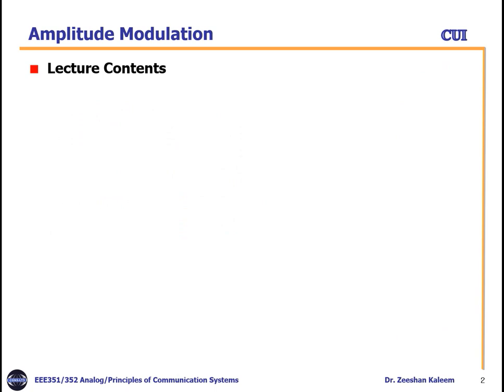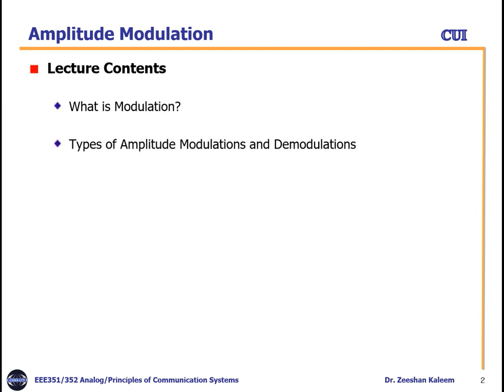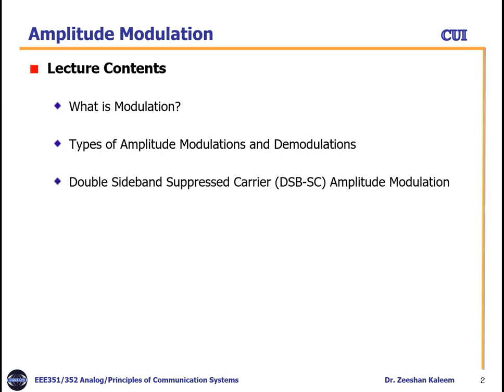So let's start with our lecture contents. In this chapter we will cover several topics, but in this video I will cover specific contents, because we will divide the lectures in this chapter into several lectures. First, in this video we will cover what modulation is, then the types of amplitude modulation and demodulation, what double sideband suppressed carrier amplitude modulation is, and how we demodulate the double sideband suppressed carrier.